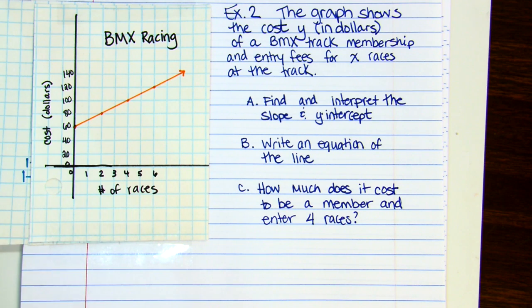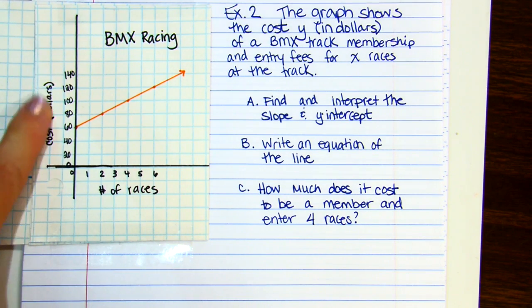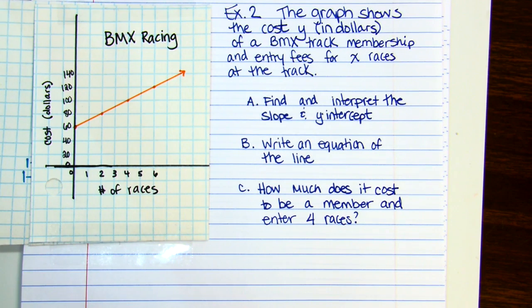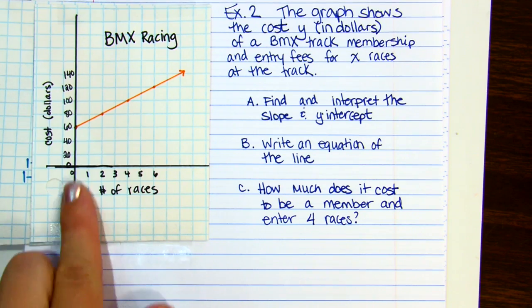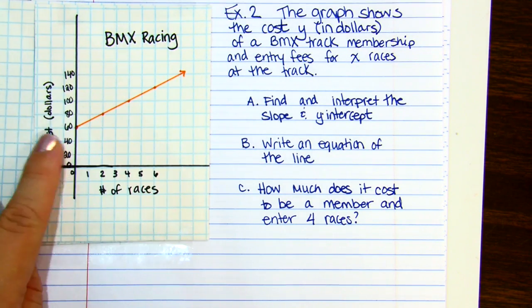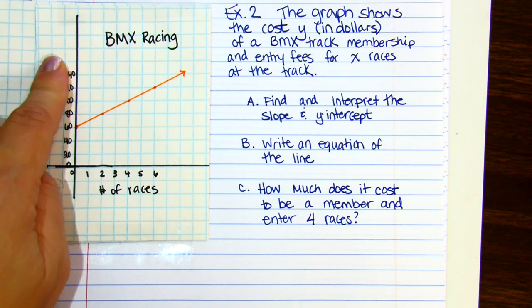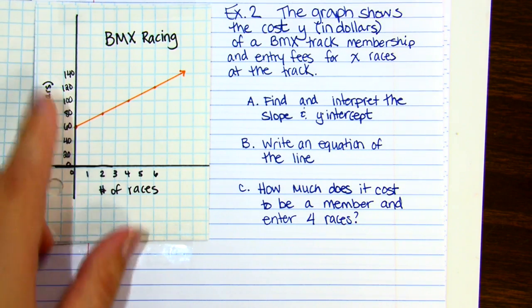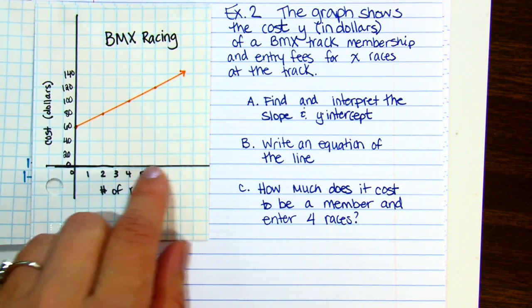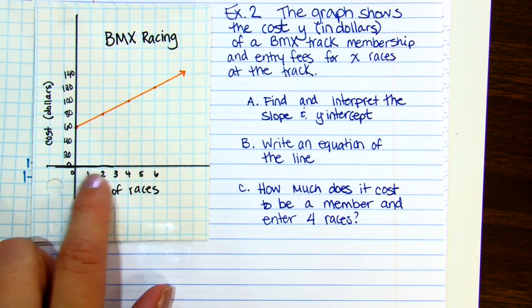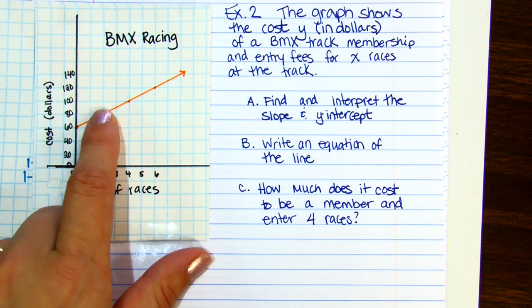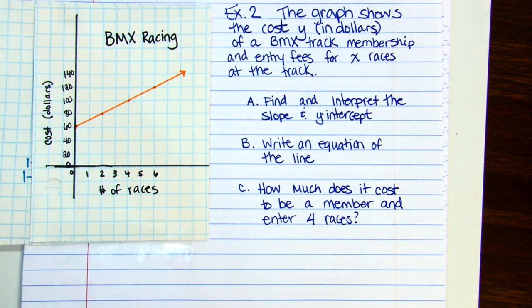Our second example gives us a graph instead of an equation and asks us to figure out what's going on in this situation based on the graph. So this graph shows the cost y in dollars of a BMX track membership and entry fees for x races at the track. So y represents how much you have to pay for a membership and races. So if you want to do 2 races, you have to pay more than if you're doing 1 race, that kind of thing.